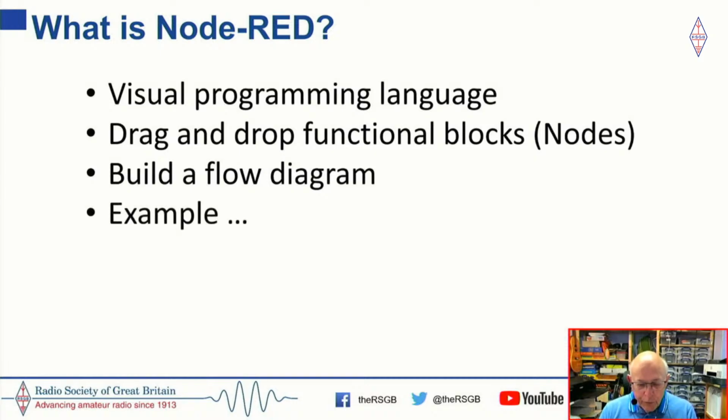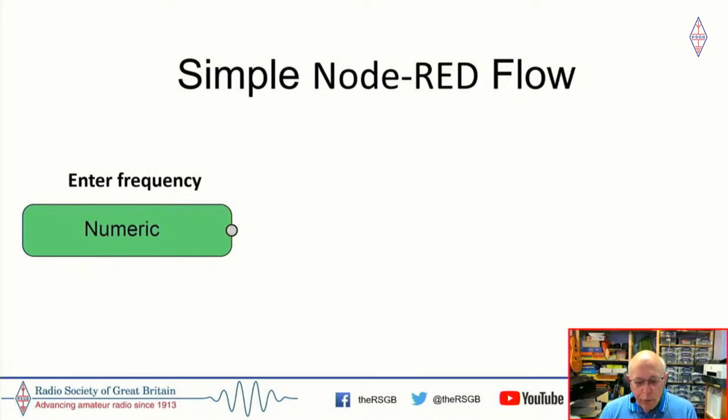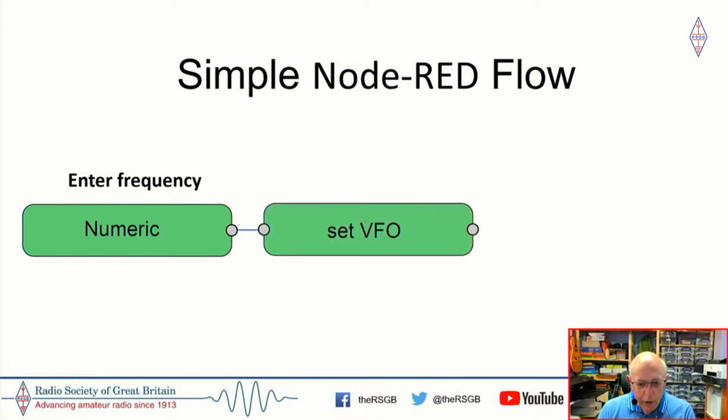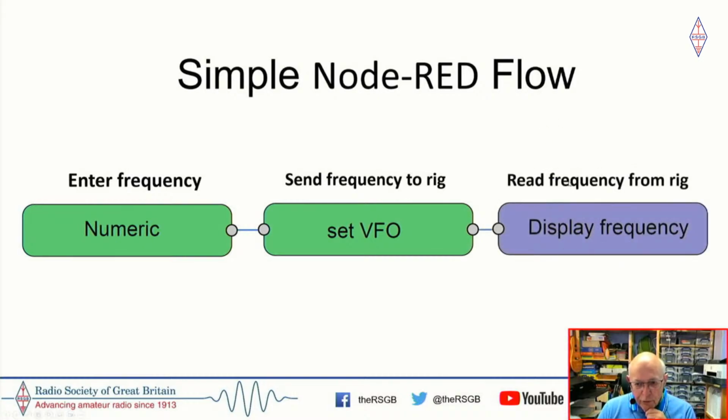Here's an example. So here's a simple application. If we want to control the frequency of our rig in the shack using Node-RED, we would need a numeric node so we can type in a frequency. We need another node that can talk to the rig and send that frequency to the rig. And then we will probably want another node that can read the frequency back from the rig to make sure it's changed. So that's a very simple Node-RED flow to control the frequency of your transceiver. You can see it's a very simple process of putting blocks on a page and joining them together with wires, almost a bit like drawing a schematic diagram.